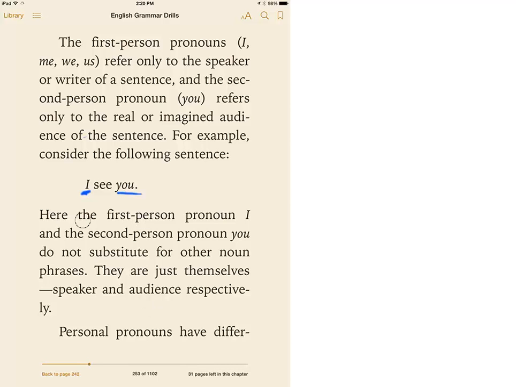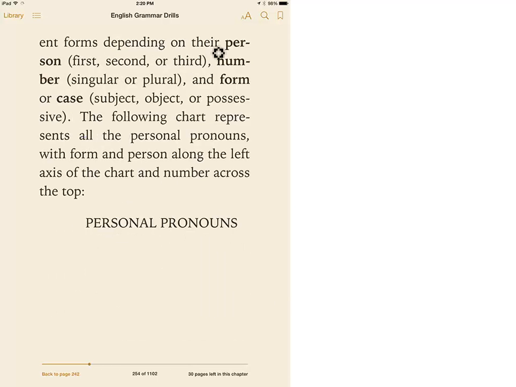And so, reading down here again, personal pronouns have different forms depending on their person, first, second, or third, number, singular or plural, and form or case, the subject or the object or the possessive. Remember, we've already talked about what the subject is. The subject is who does the action in the sentence. The object is who the action is done on, who receives the action of the verb of the sentence, right?